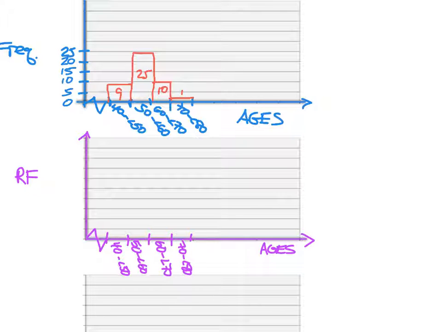So 1, 2, 3, 4, 5, 6, 7, 8, 9, 10. I got 10 to play with here. So I don't want to go by fives. So maybe I'll go by tens. So 0.1, 0.2, 0.3, 0.4, 0.5. And then we'll just eyeball it. All right, 0.2 is easy. That you don't need to eyeball. 0.55-ish.